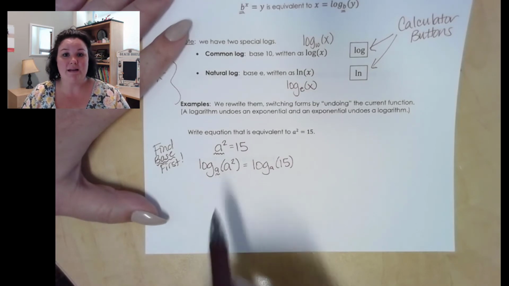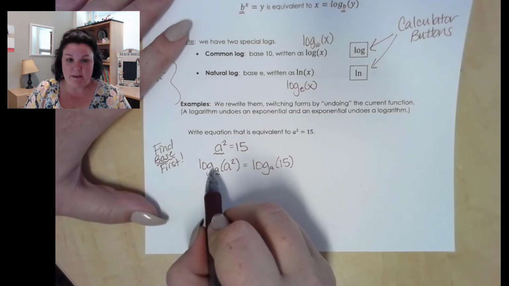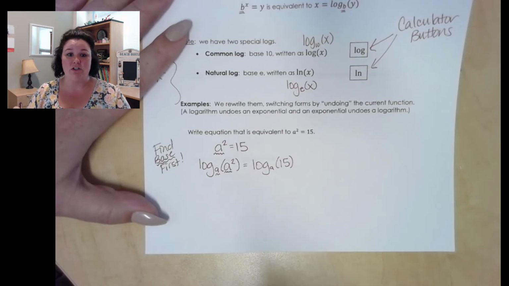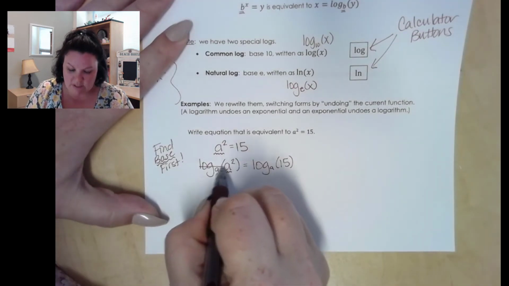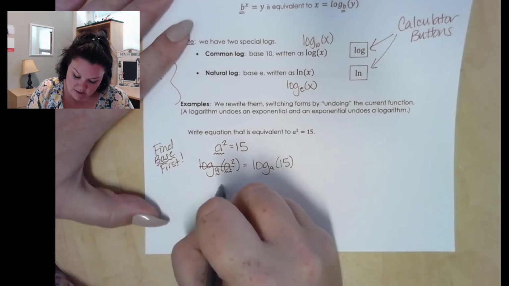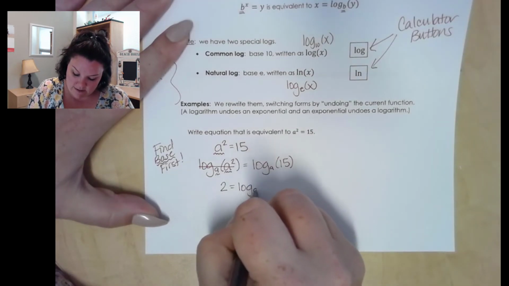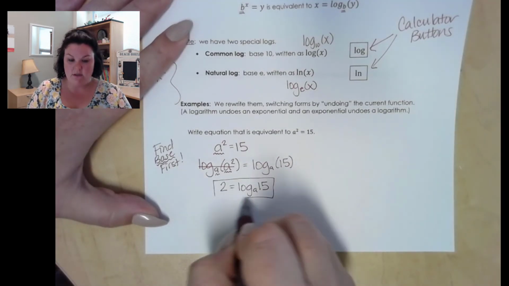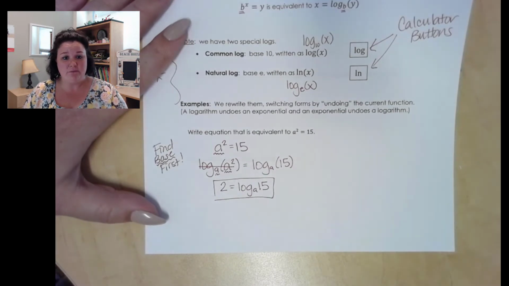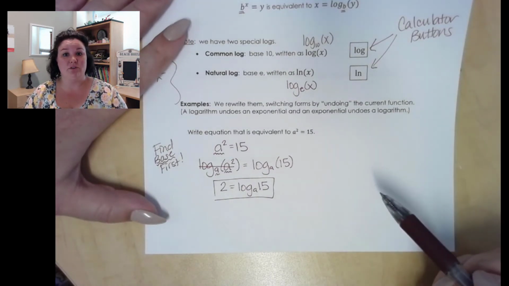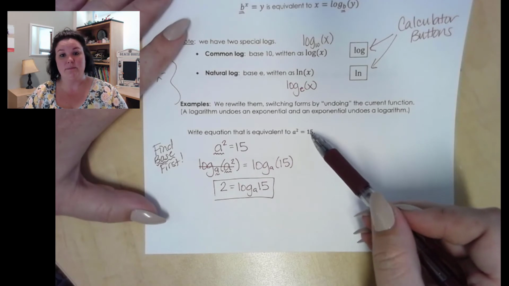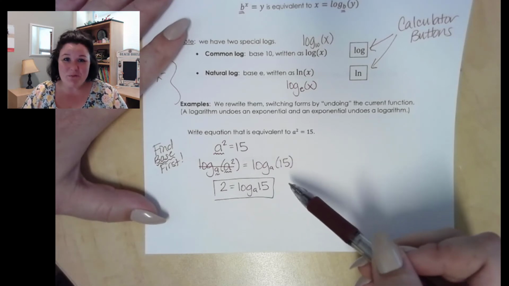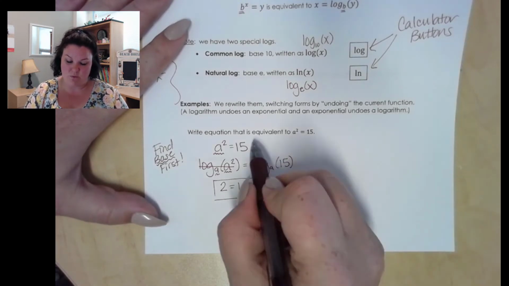Okay. Now the reason I'm doing this is because my log base a function will undo my exponential base a function. Or in other words, those cancel each other out. So I'll be left with just a 2 equals log base a of 15. Okay, so this is an equivalent equation for this exponential equation. So all I did is go from writing in exponential form to writing it in logarithmic form. Okay, so I'm not solving, just rewriting it in a different form. Okay, finding something that is equivalent to.